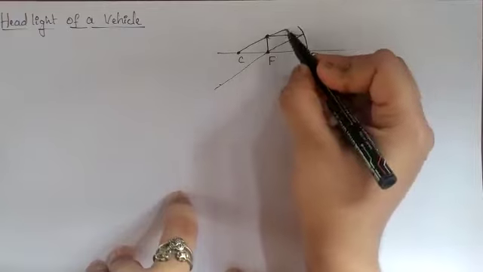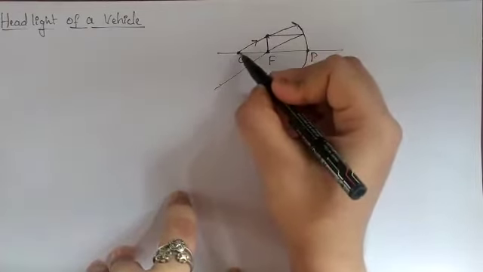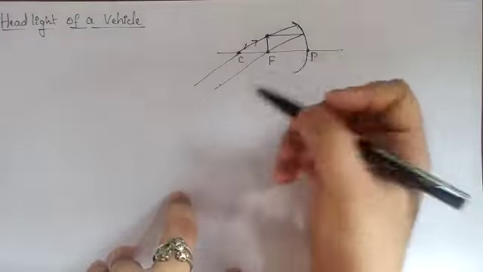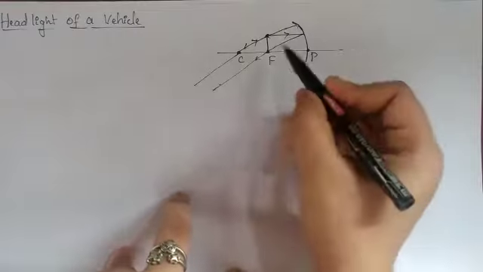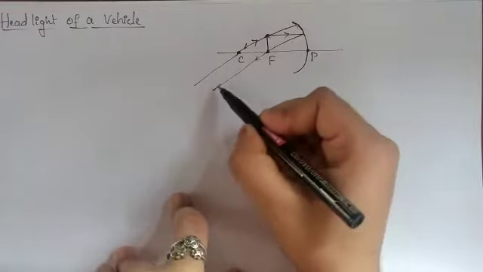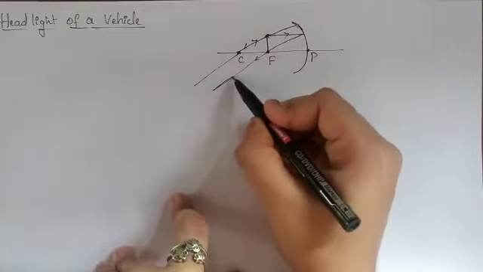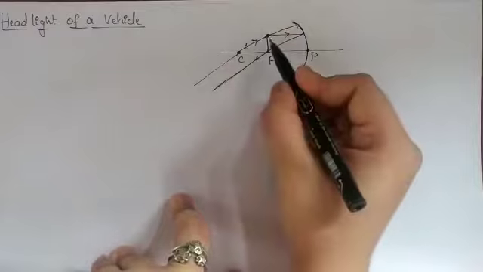Similarly, the next rule is the ray through the center of curvature. It again moves back along the same path through the center of curvature. So now you can see, whenever an object is kept at the principal focus, after reflection the rays of light pass parallel to each other. These are the two rays I have considered.